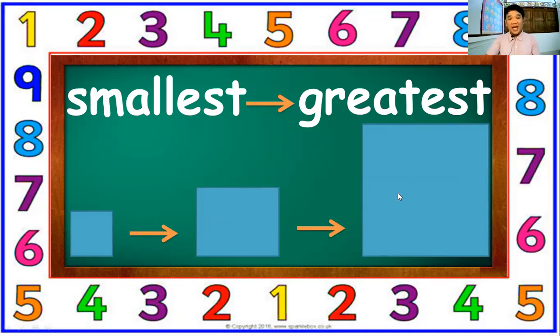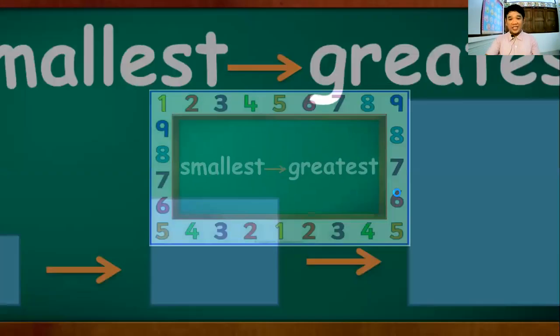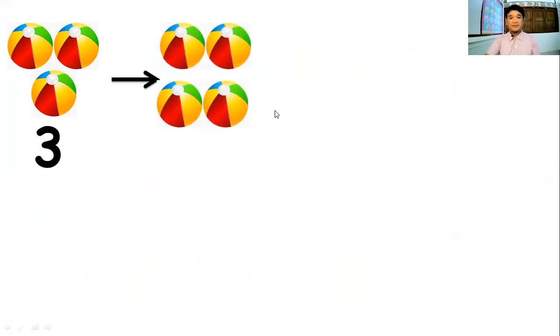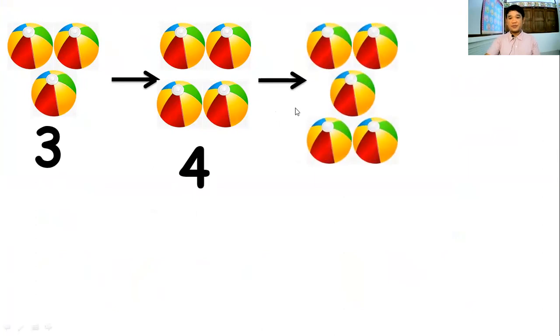How about the numbers? Let's check with the numbers. Again, let's focus first on the smallest to greatest. For example, we have here the balls. We have 3 balls. Next, we have 4 balls. We have 5 balls.